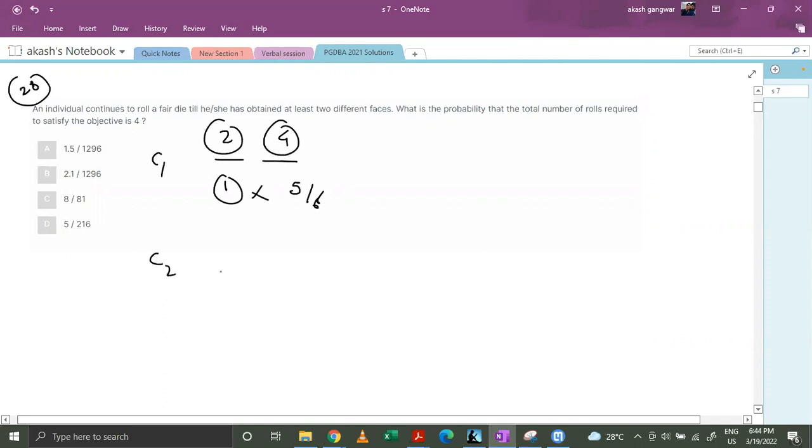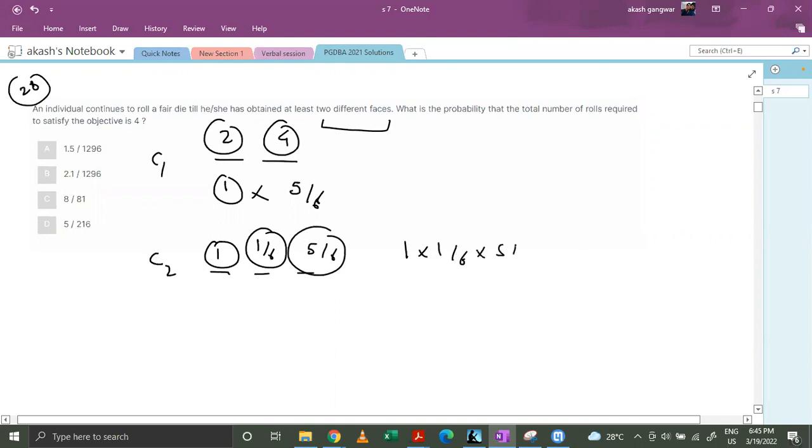Let's look at case 2, where we have to make 3 throws to get at least 2 different faces. In that case, the probability to get a number over here is 1, because it can be any number. Let's say he got the second number same as this one. So the probability will be 1 by 6, because it has to be same as this one. Now in the third throw, it should be different from these two, because only that will satisfy the condition of two different faces. So again here, the probability will be 5 by 6. So total probability will be 1 into 1 by 6 into 5 by 6.